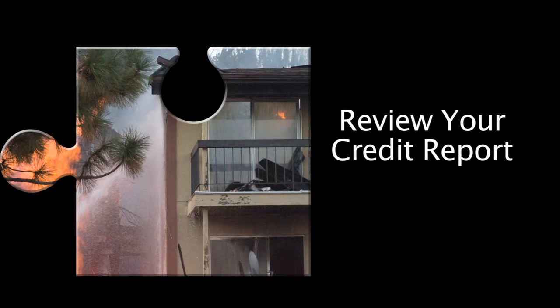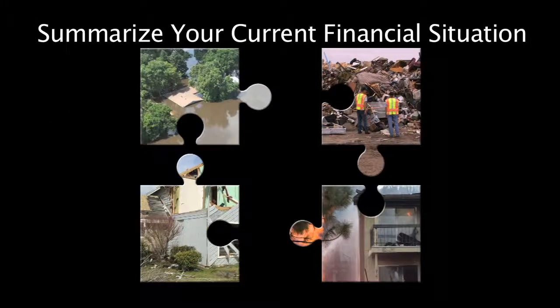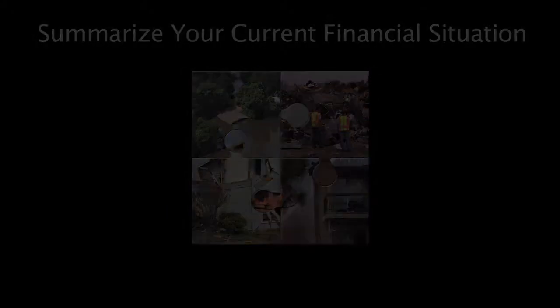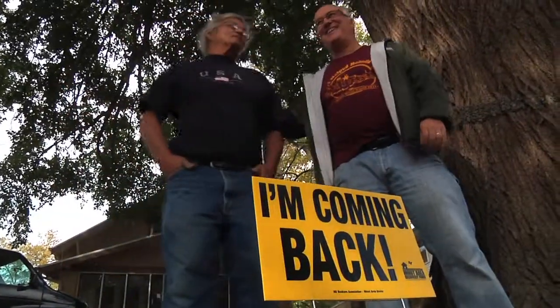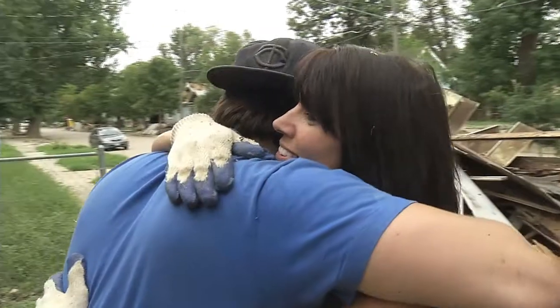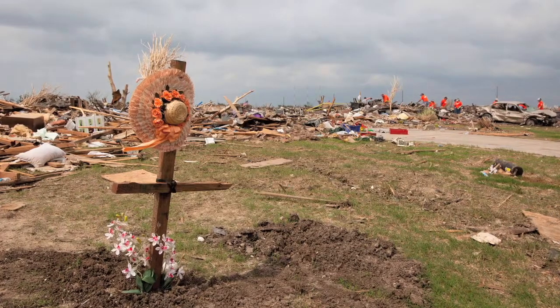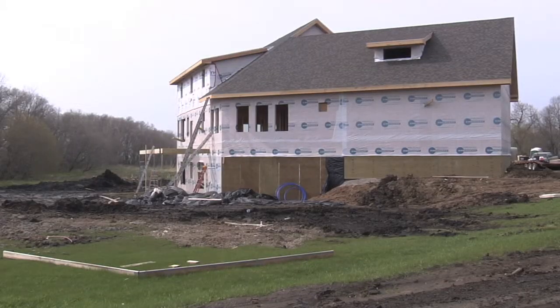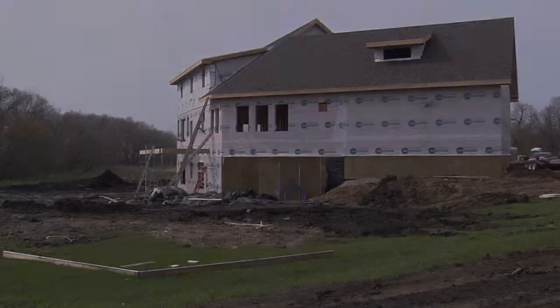4. Reviewing your credit report can provide helpful information if any paperwork was lost during the disaster and can inform future decisions. 5. Summarizing your current financial situation will again provide you an overall picture of your current financial situation and be helpful as you strive to make the best decisions for your personal situation. It is important to recognize that your life will never be exactly the same as it was. What do you want your new reality to look like?